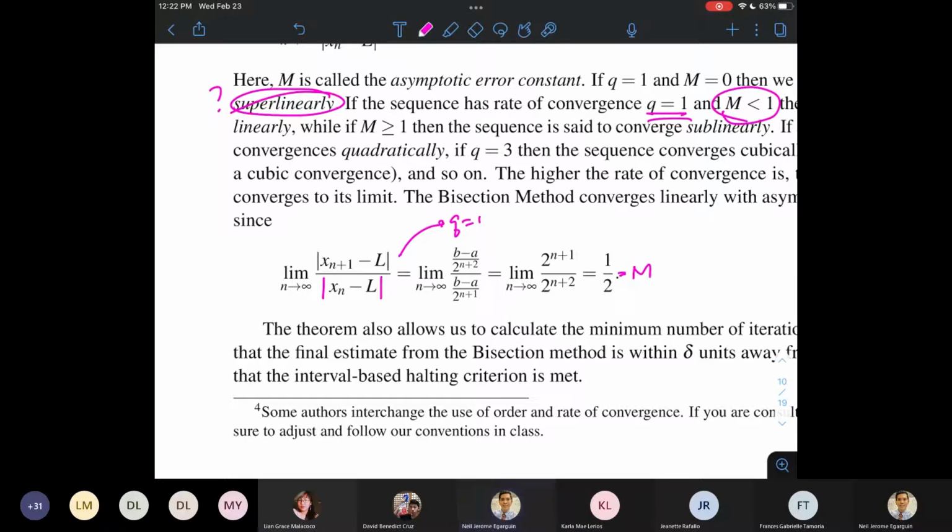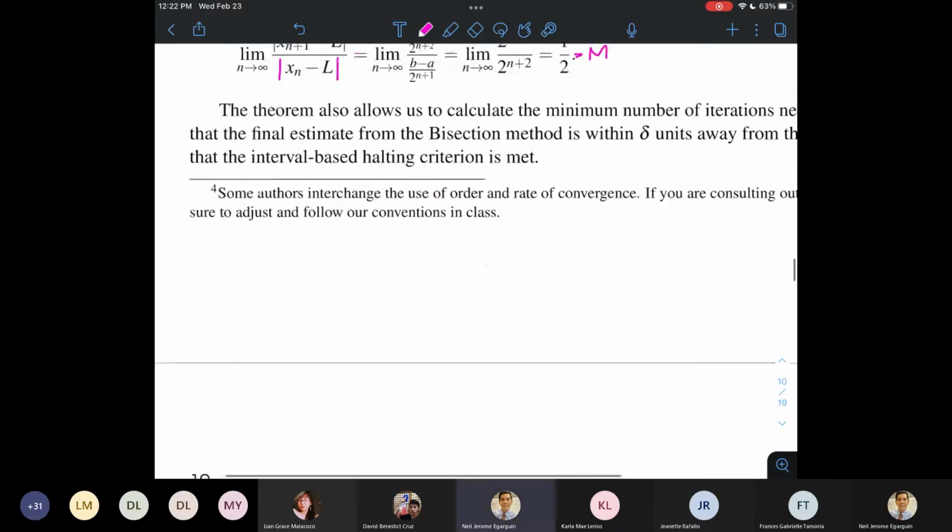Okay? Sir, question po. Yes, go ahead. Yung value po ng Q, sir, ay unique or pwede kaming magkaiba ng value ng Q? Yung value ni Q dapat ay unique.